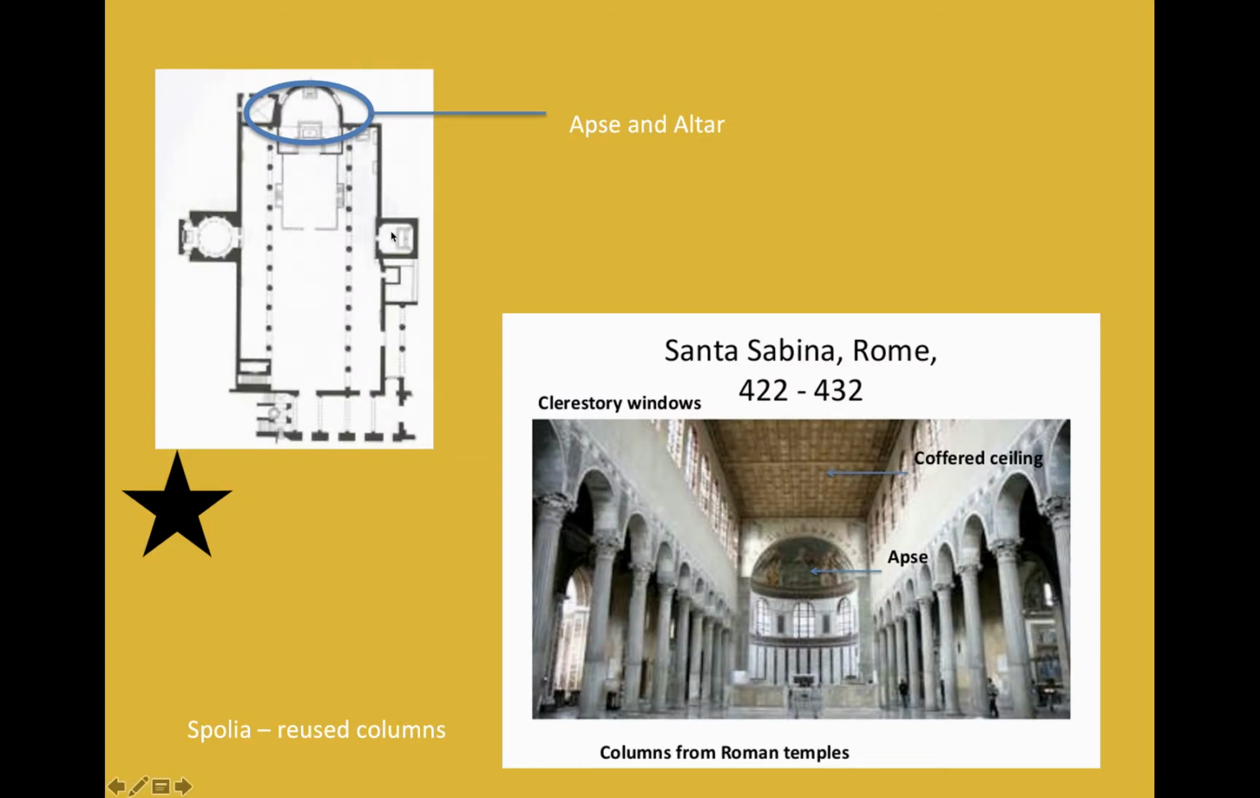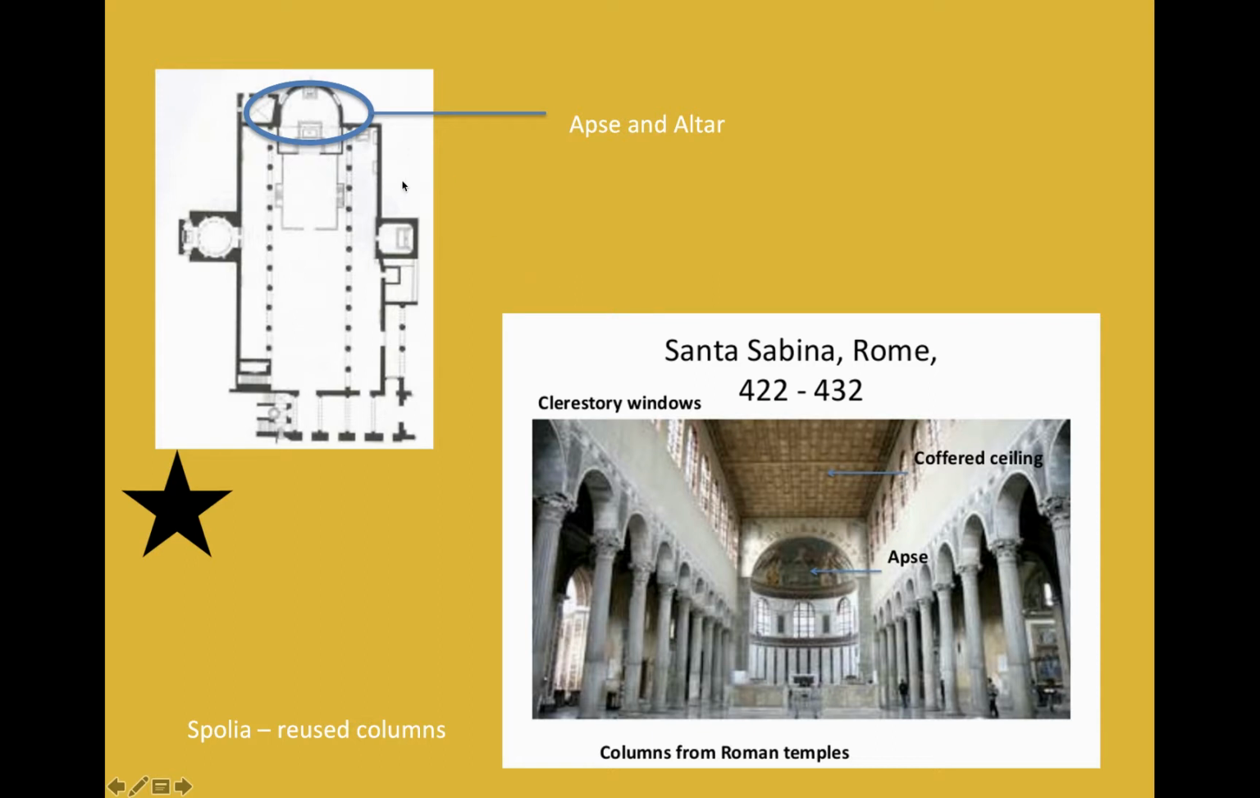Okay. So here's your floor plan. And here's some new vocabulary. Here's that spolia, the reused columns. And you can see them here, the columns that are stolen from the local Roman temple to Juno.